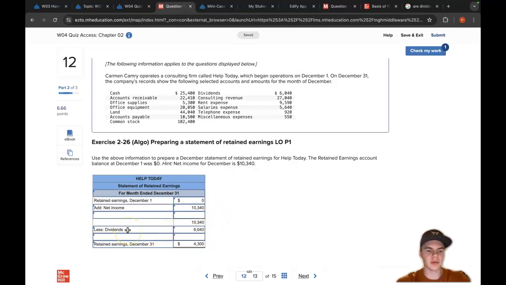Next, we will subtract the dividends. So you'll bring the dividends down from here. It's $6,040 down to right there. And then you'll want to make sure to select retained earnings December 31st. That'll be the retained earnings as of December 31st, and calculated, that's $4,300. So make sure to remember this number, the $4,300, for the next question, because that'll be important.